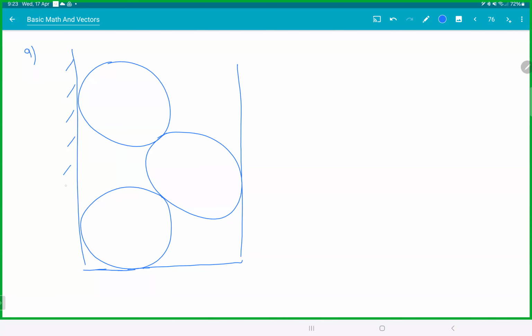So we have 3 balls here. They got stuck between 2 walls. So these are identical spheres of radius r. So these are 2 walls. So this distance between the walls is 3r. Okay. Let's call this ball A ball. Let's call this ball B ball, and let's call this thing C ball.